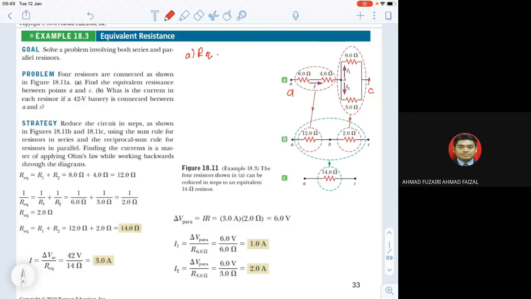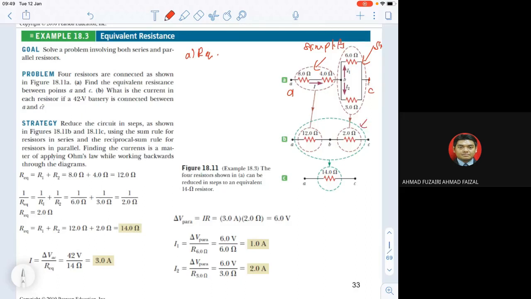The easiest way to calculate the R equivalent is, first of all, to find where the parallel circuit is. I can see this is the parallel circuit, while this is just a simple series circuit. So 8 and 4 ohms are in series with each other. So we need to simplify.